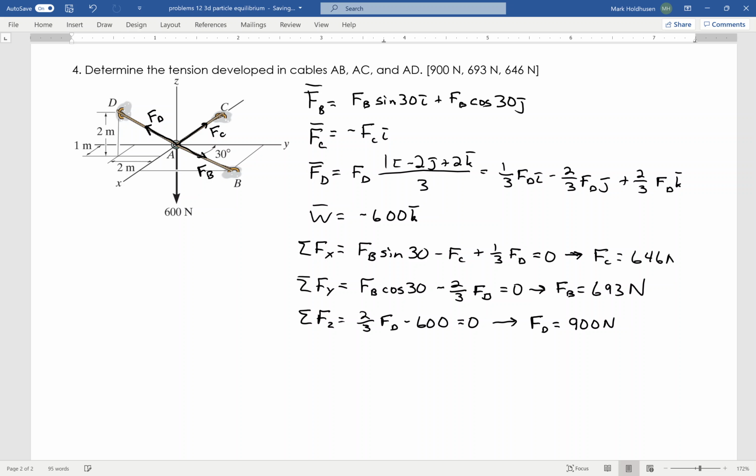So again, free body diagram. Write each force in Cartesian form, then sum up your x, y's, z's, set them equal to 0, and then solve that system of equations using any method that you can.